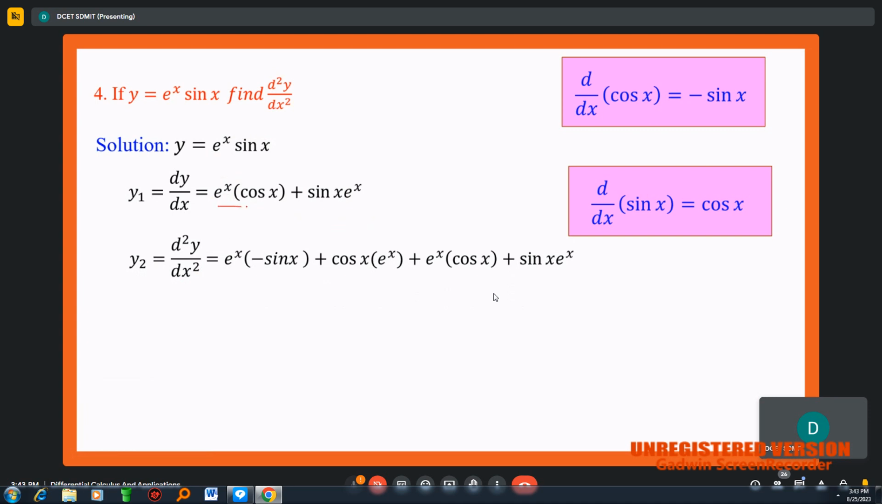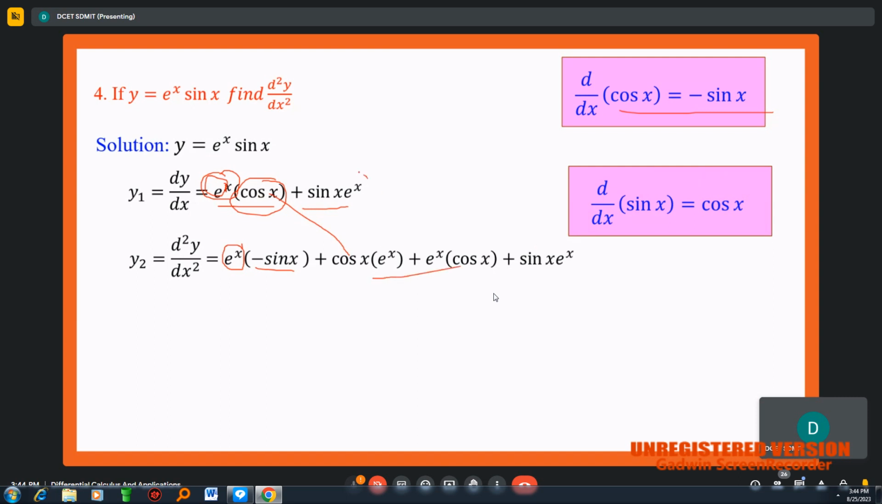Again here we have to apply the product rule for both terms. First we are keeping e to the power of x constant. Differentiation of cos x. What is the differentiation of cos x? Differentiation of cos x is nothing but minus sin x. Plus cos x kept constant, differentiation of e to the power of x. What is the differentiation of e to the power of x? It is e to the power of x.